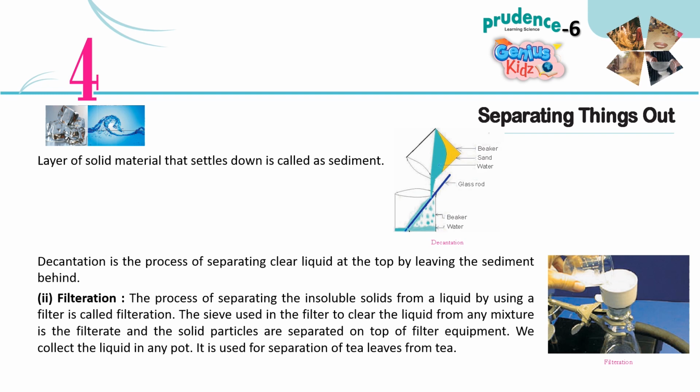2. Filtration. The process of separating the insoluble solids from a liquid by using a filter is called filtration. The liquid that passes through the filter is the filtrate, and the solid particles are separated on top of the filter equipment. We collect the liquid in any pot. It is used for separation of tea leaves from tea.